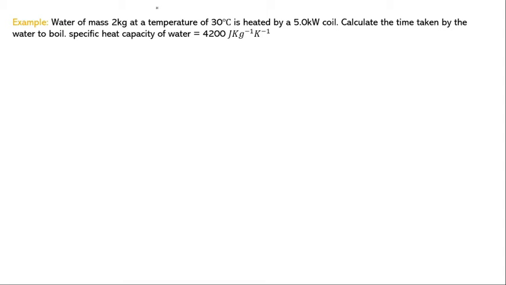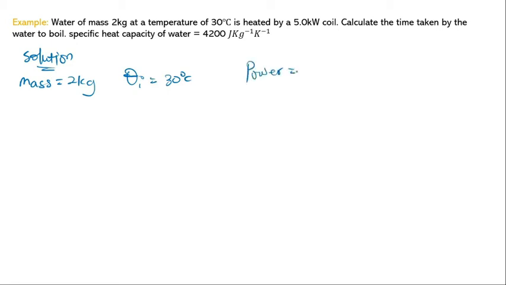So let's go ahead and look at the parameters that we have in this particular example. We have water of mass 2 kilograms. So the mass is what? 2 kilogram at a temperature. So the initial temperature is what? 30 degrees Celsius. It's being heated by what? 5 kilowatt coil. And you know the unit, the kilowatt means power. So the power of the heating mantle or whatever is used to heat the water is what? 5 kilowatt.